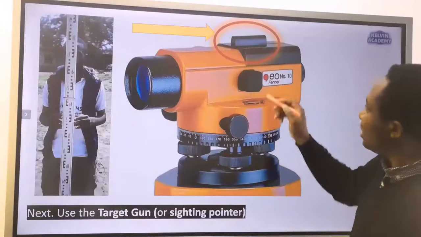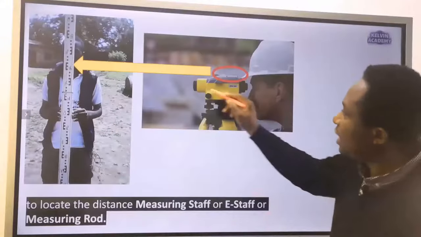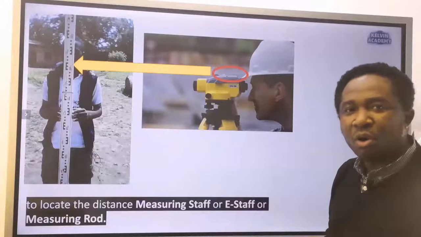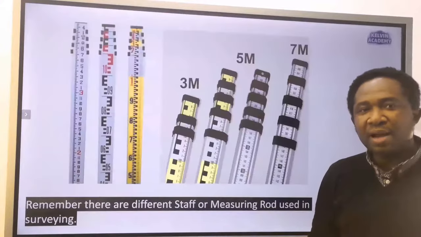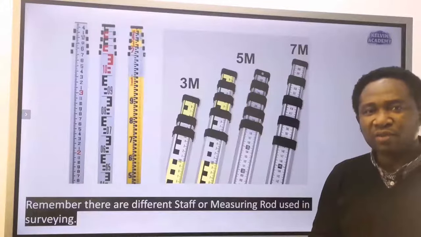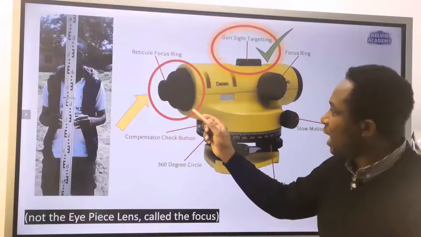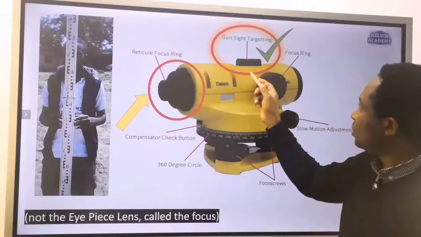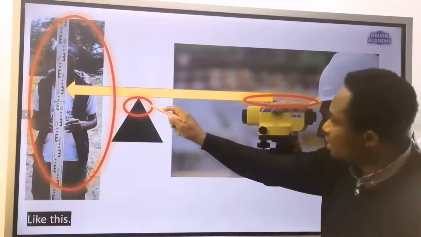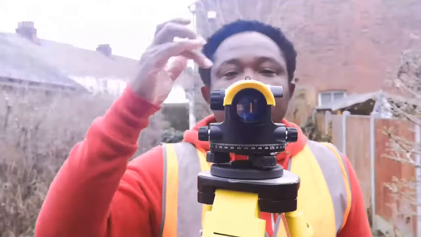Next, use the target gun or sighting pointer to locate the distance measuring staff or e-staff or measuring rod. Remember, there are different staff or measuring rod used in surveying. To locate the staff, you are not using the eyepiece but the target gun, using a little triangle at the top, like this. Snipers use this too.